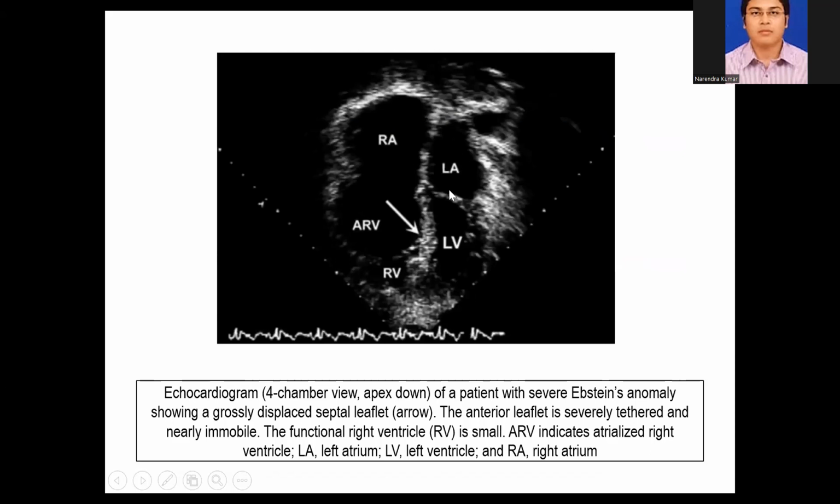And this is the inverted V, which we often use when we look at this kind of thing. This is LA, this is LV, this is RA, this is RV. This is known as atrialization of the right ventricle. This whole area is known as atrialization of the right ventricle.